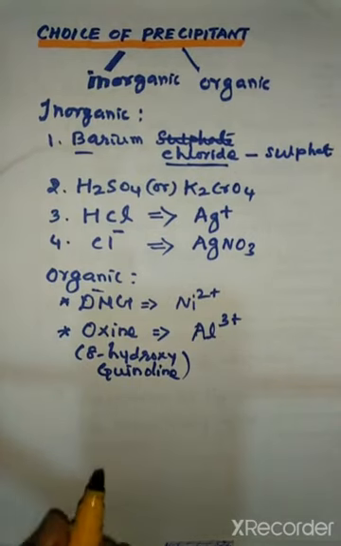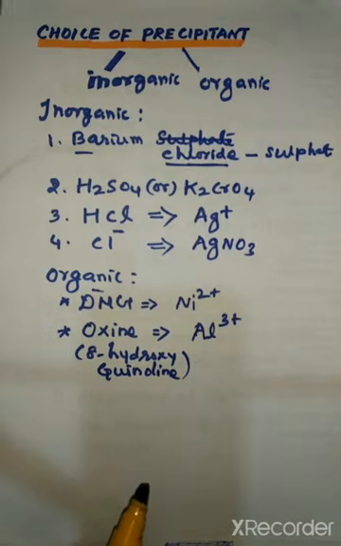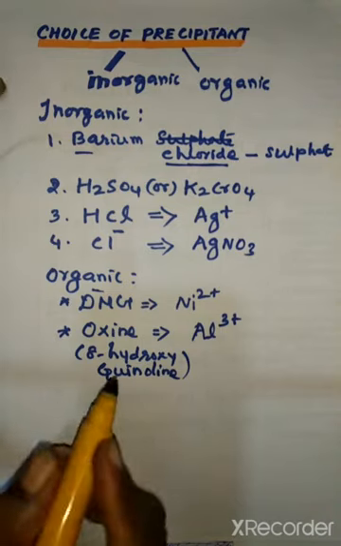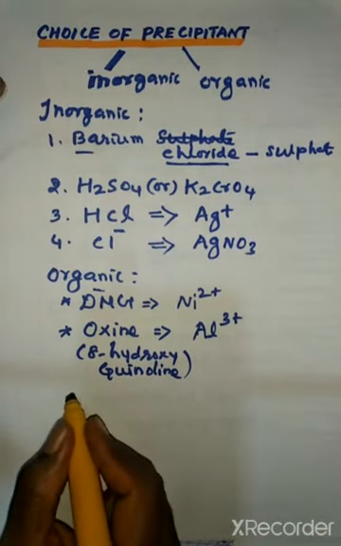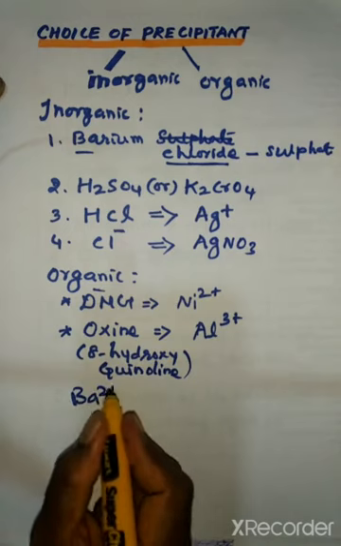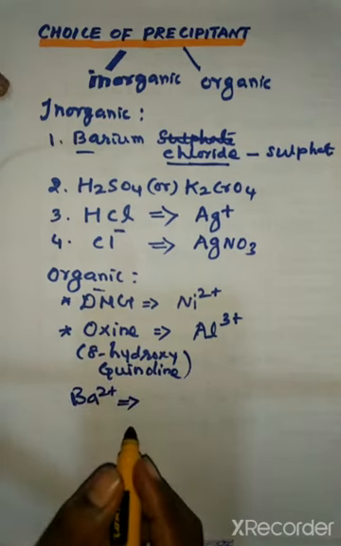But the choice of precipitants for estimating metal ions is limited, as only one or two precipitants are there which satisfy all the requirements of a good precipitant. For estimating barium, we have already discussed it, and we'll see it now also.